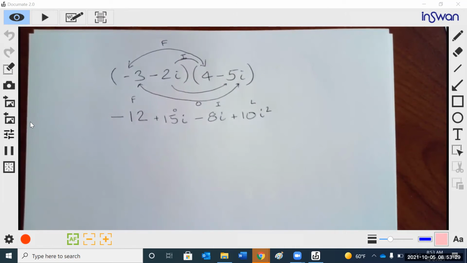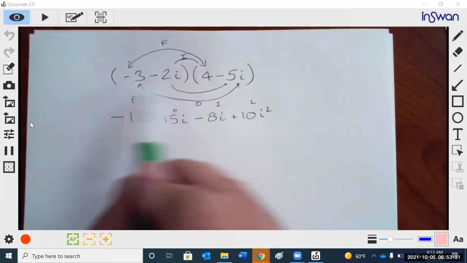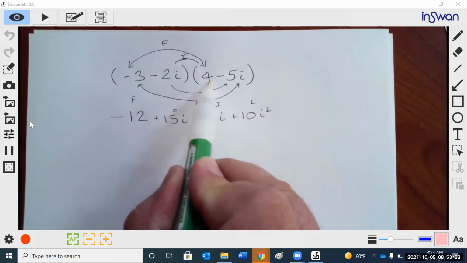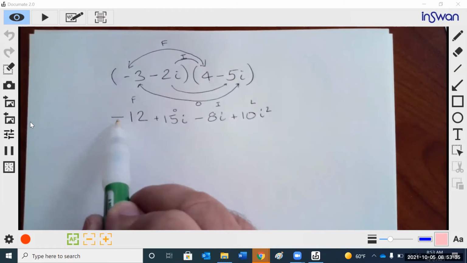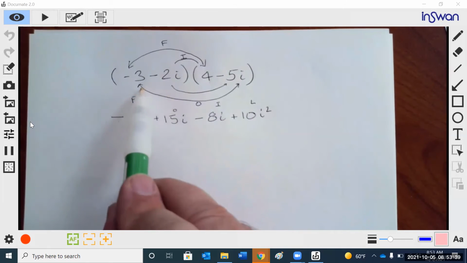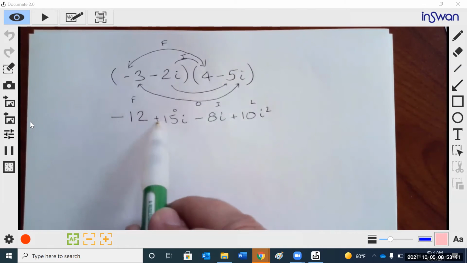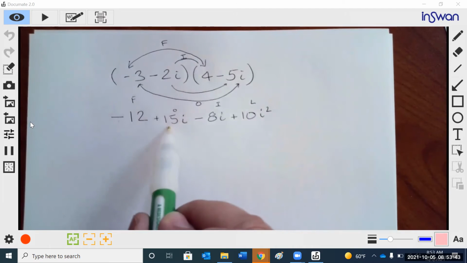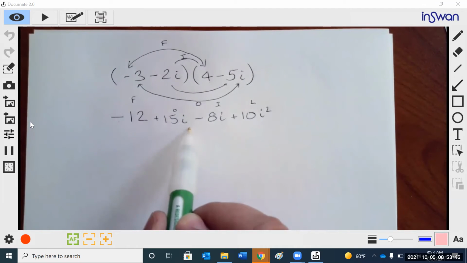So using the FOIL method, first one's -3 times +4. So it's -3 times 4 is 12. That's the first term. The outer ones, negative times negative is a positive. 3 times 5 is 15i. There's one i.